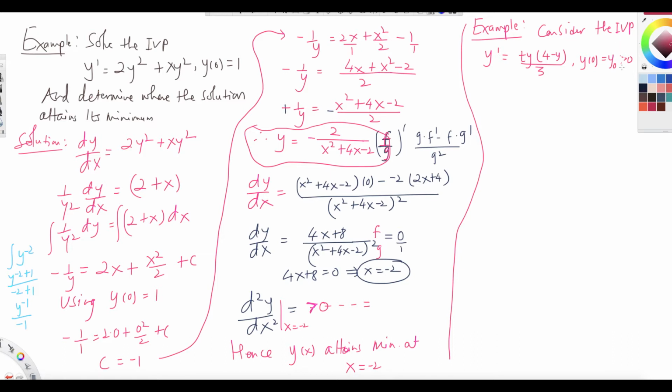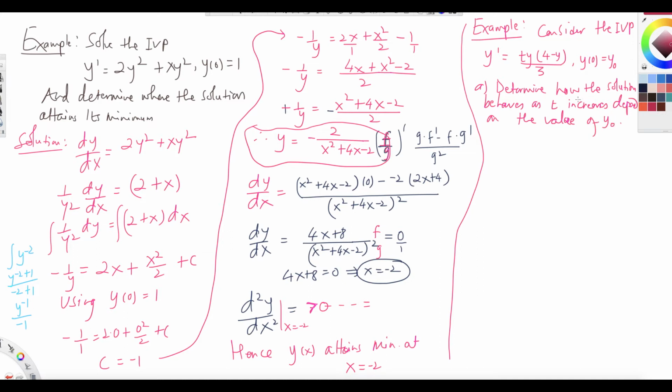Y sub 0 positive is not given. So this is what it is. This is dy over dt. By the way, there are some more questions there. Number A is asking to determine how the solution behaves as t increases, and how that depends on the value of y sub 0. That's one thing.